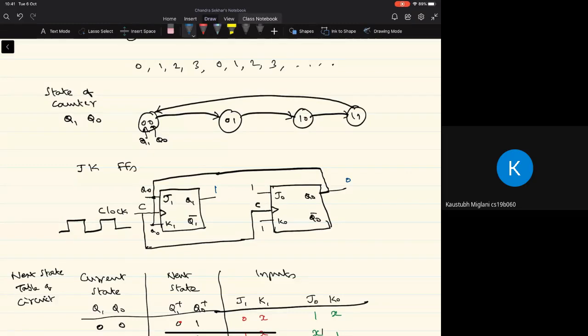So basically what we have done is we have come up with the circuit which will generate these Q1 and Q0 outputs, which will correspond to the state of the circuit as specified in the state transition diagram, which in turn is specified by the sequence of values that we want the circuit to go through whenever the clock input is activated. Okay. So are there any questions about this?